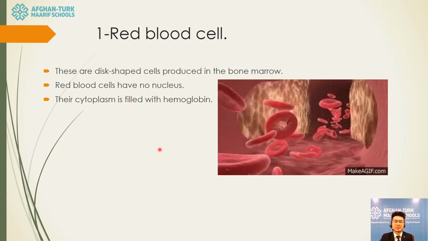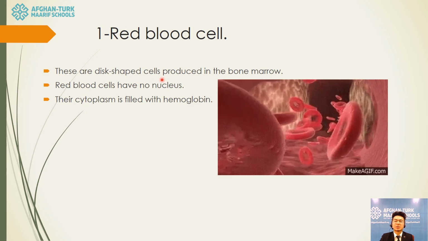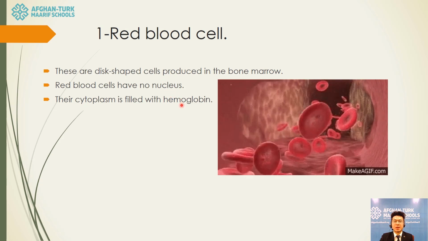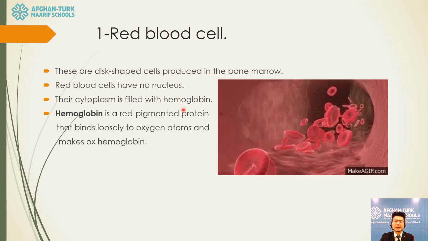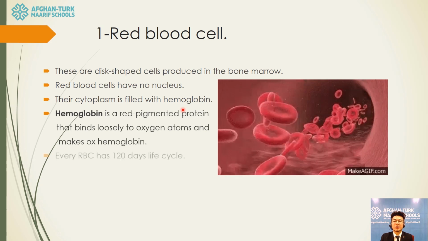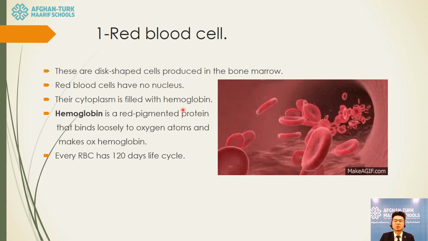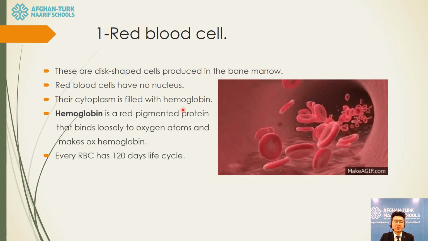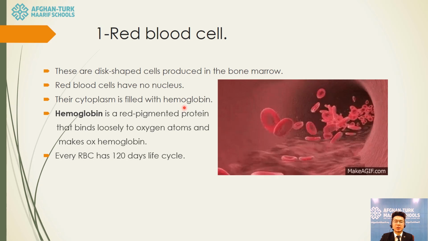First of all, red blood cells. These are disc-shaped cells which are made inside our bone marrow, and they do not have any nucleus. Their cytoplasm is filled with a kind of red pigmented protein named hemoglobin. The hemoglobin can easily bind with oxygen in order to transport it to every part of our body. Every RBC has about a 120-day life cycle.